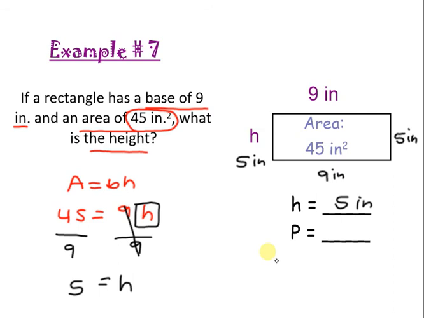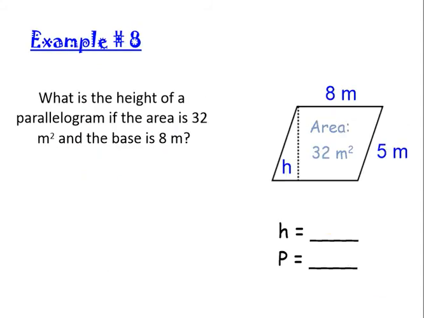What would your perimeter be? 9 plus 9 plus 5 plus 5. And that would be 28 inches. Let's take a look at another one.